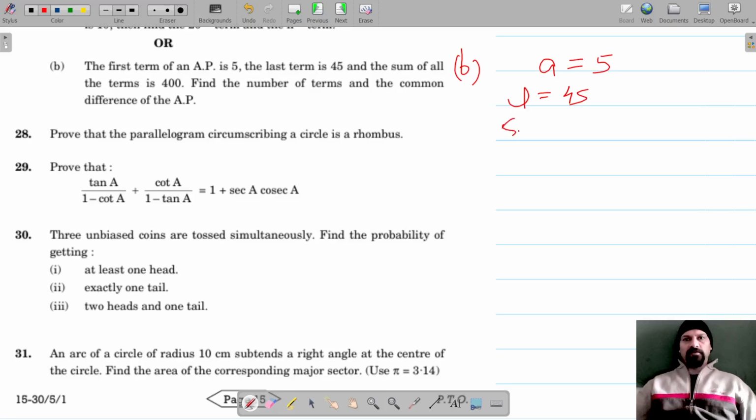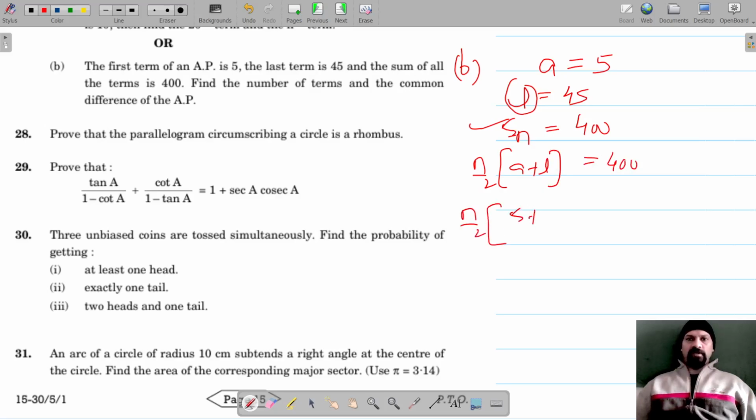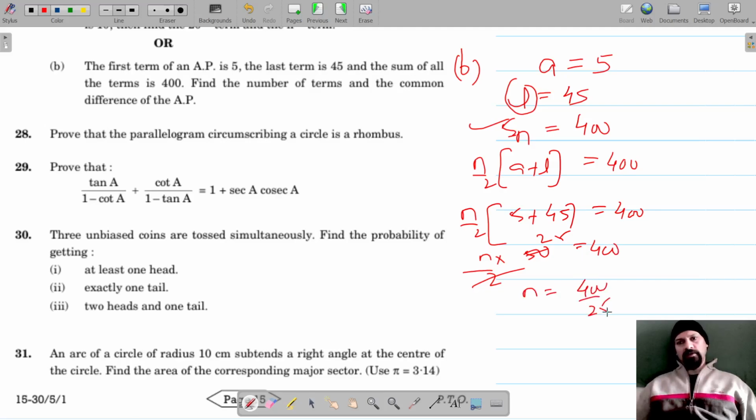Now the sum of all terms is given as 400, and we know that the sum of all terms when we know the last term is given by n by 2 into a plus l, equal to 400. We know the value of a, which is 5, plus the last term 45, so this is n into 50 by 2, so this is 25n is equal to 400, and n is equal to 400 divided by 25. So 25 into 16, and this is 16.